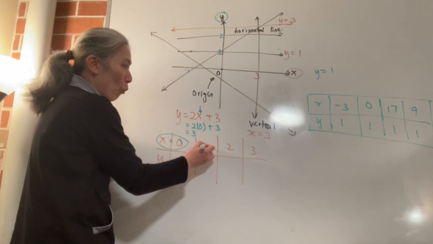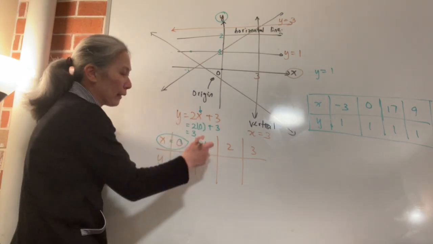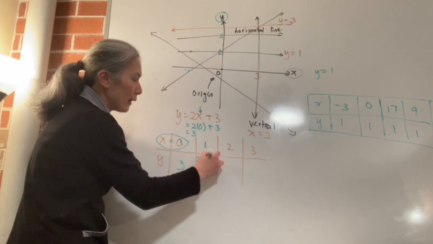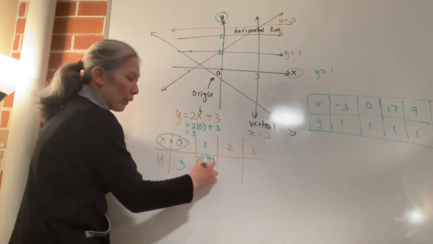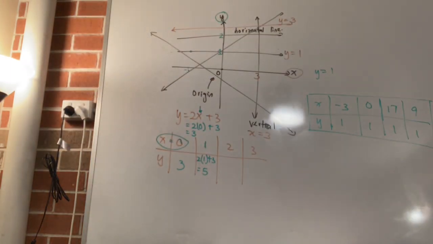So if you sub in the 1, now x is 1. When x is 1, you put in the 1. So you are going to have 2 times 1 plus 3. So that will give you 5. Yes, you're replacing your x value into it. If you place the 3 into it, plug in the coordinate.